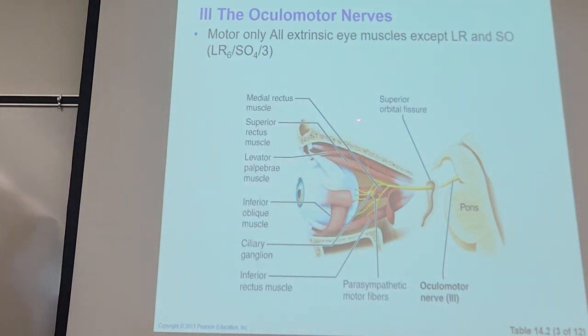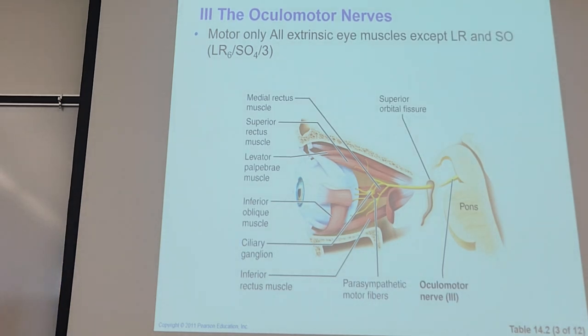It goes through the superior orbital fissure, which is an opening that we've identified. What bone is that a part of? Superior orbital fissure. Sphenoid. Good. Might as well start practicing for that final practical. Okay. All right, what's cranial nerve 4?